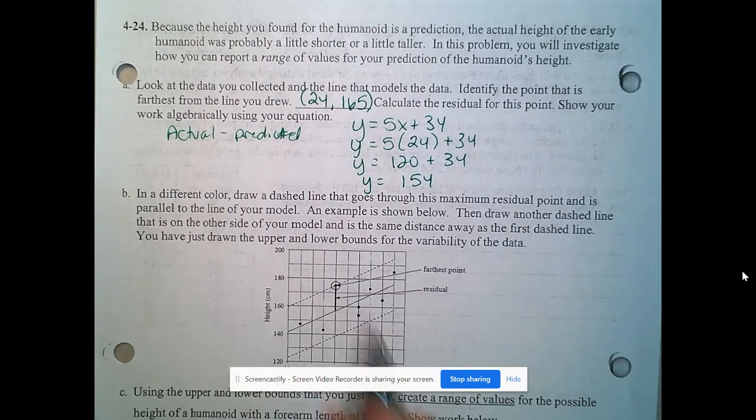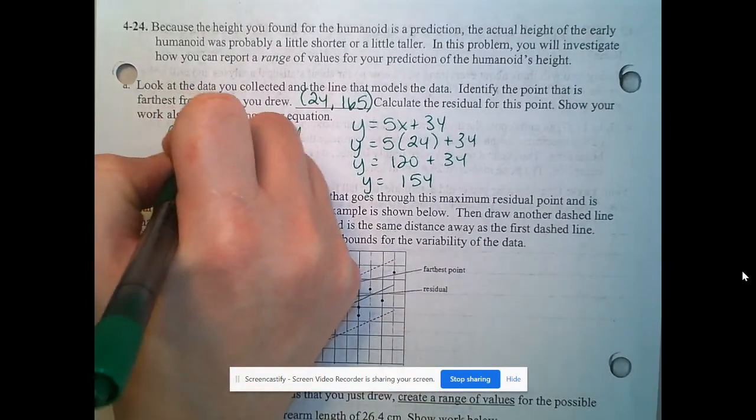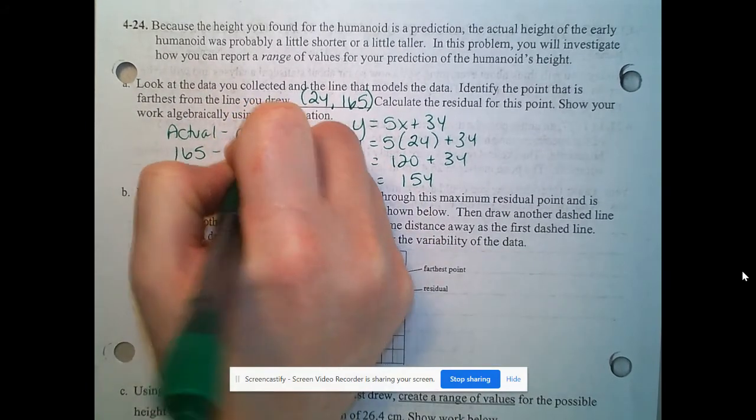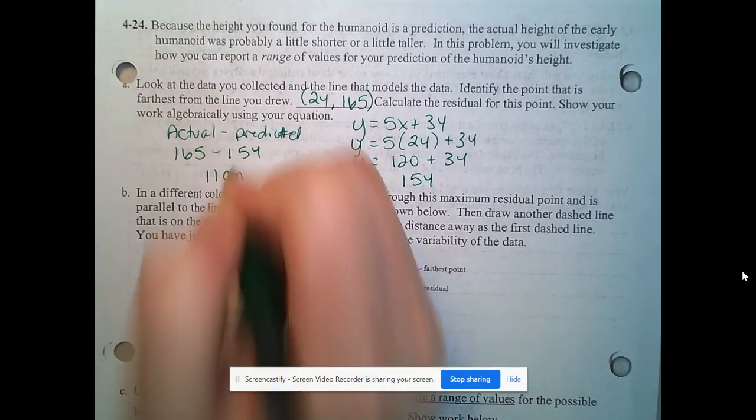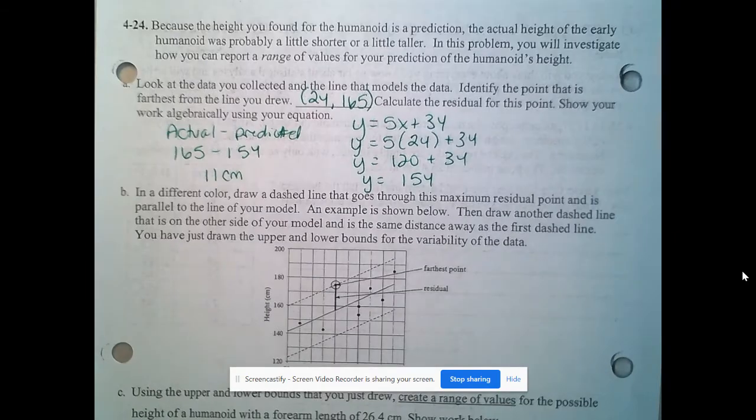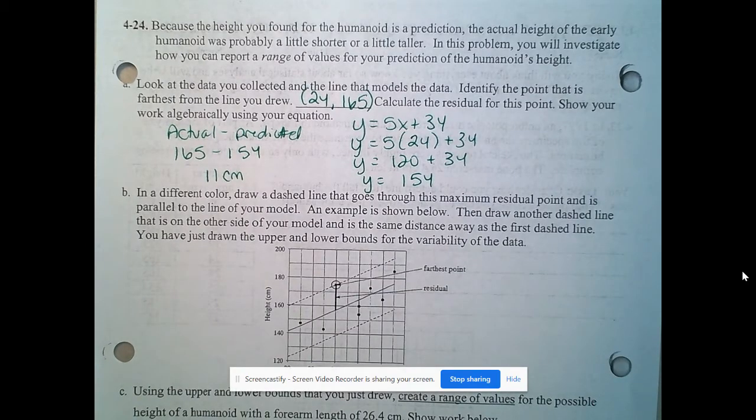Wow, my handwriting is awful there. I apologize. That is supposed to say predicted. It would be 165, take away 154, giving you a residual of 11 centimeters. So the actual is 11 centimeters off from the predicted. It is 11 longer, or 11 taller, I should say, than we predicted it would be.